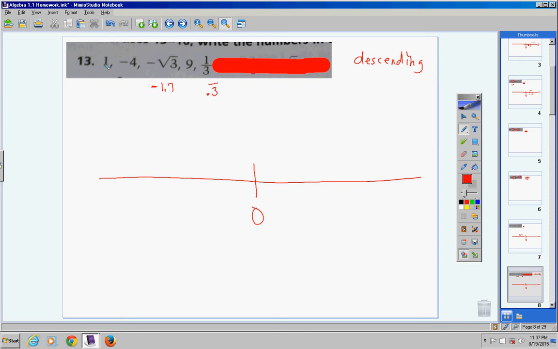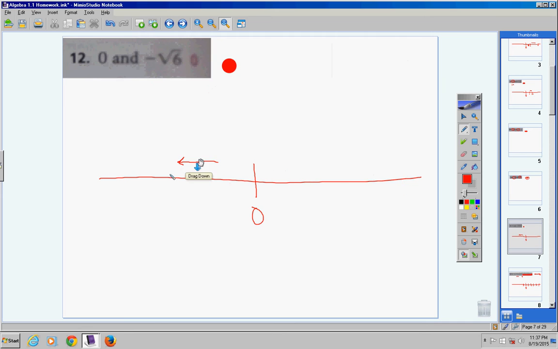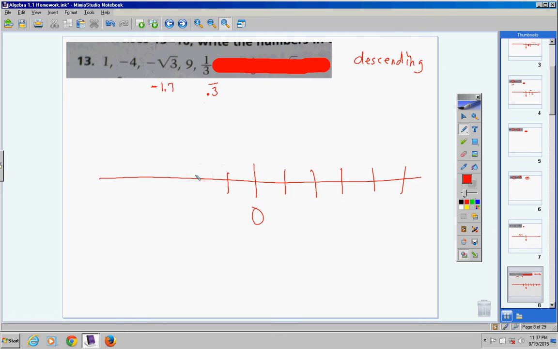Now I'm going to go ahead and put these numbers on a number line. Let's go 1, 2, 3, 4, 5. 1, 2. Alright, I'm going to change colors here so we can see it. 1, of course, would be right here. -4 would be right here. Negative square root of 3 is negative 1.7. So here's -1, here's -2, negative 1.7 is about right there.